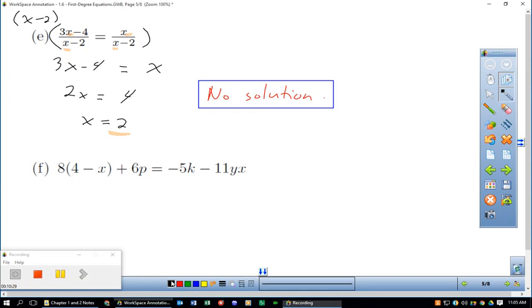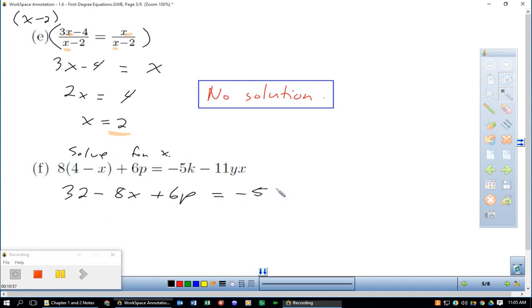Okay, the last equation that we have right here before we get to our word problems, we actually have many variables here. We have to be told which one to solve for. So in this case, we are going to solve for x. We need to get the terms of the x all on one side. First thing we're going to do, though, is distribute this right here. 32 minus 8x plus 6p equals negative 5k minus 11yx.